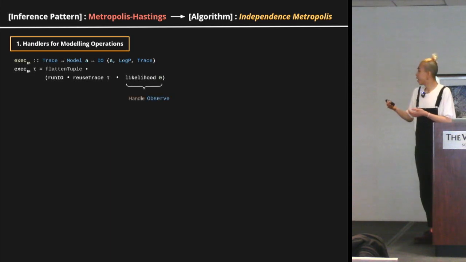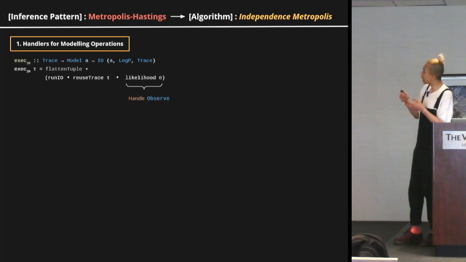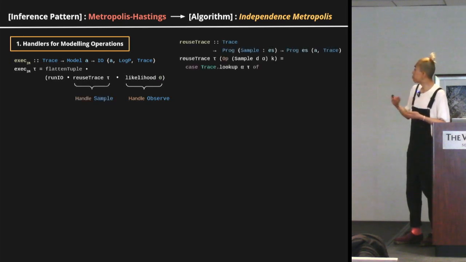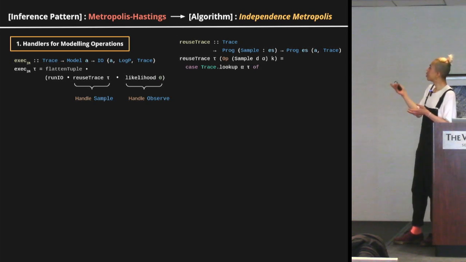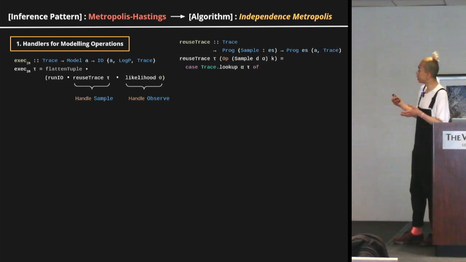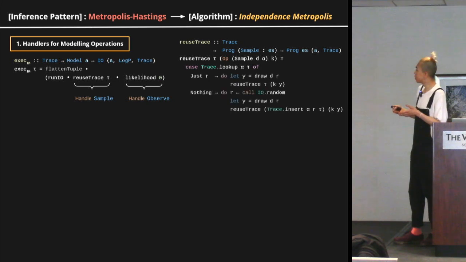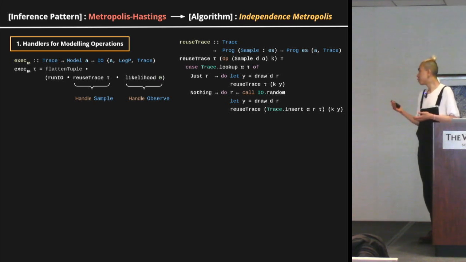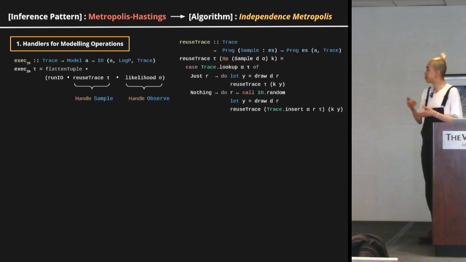To handle observe, we're going to use the likelihood handler from before just to sum over the log probabilities of the model. For sample, we're going to define a new handler that will execute our model under a trace. A detail I didn't mention is that each sample comes with a unique address alpha. If our trace contains a value for alpha, then we'll reuse it to draw the same sample. Otherwise, we'll get a new random sample out and store it in our trace.